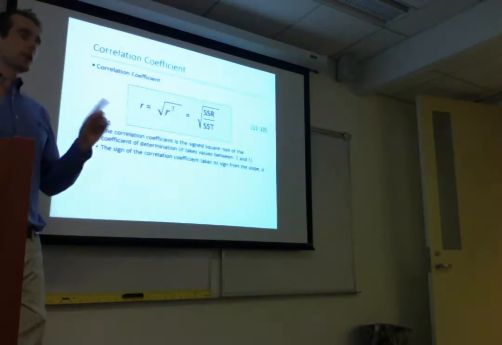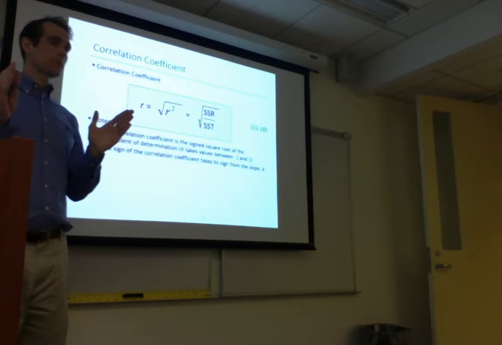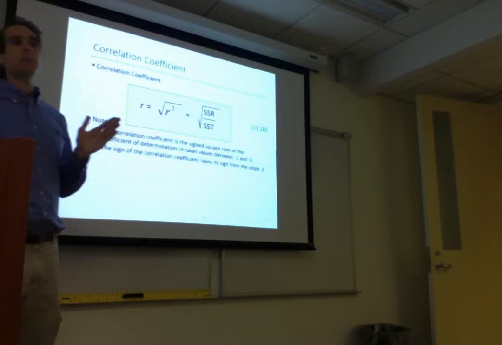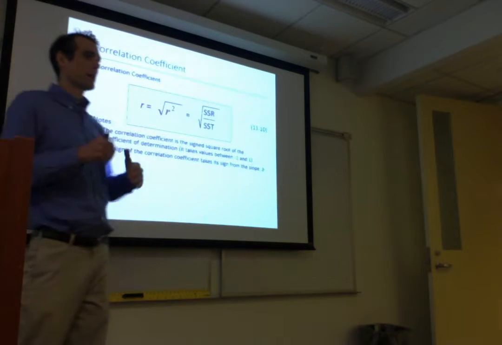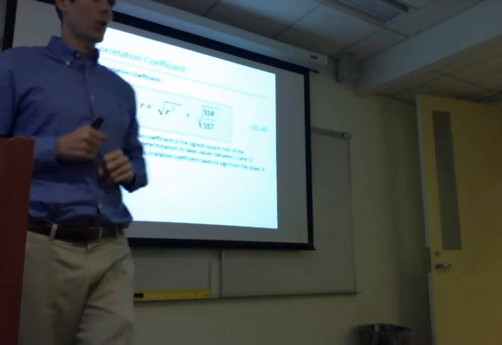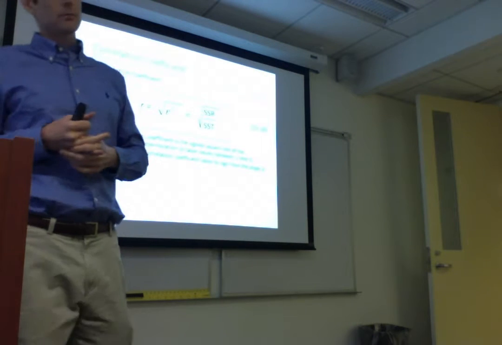Or I should say further from 0 indicates a stronger relationship, because the r can be positive or negative. The r squared is always positive because it's just a fraction of the whole. The r can be positive or negative.